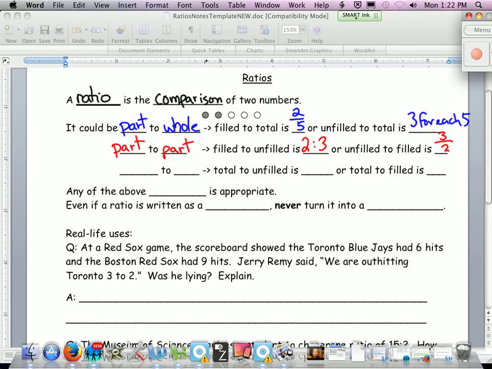And then we also could be comparing the whole amount of the collection compared to a part of the collection. So the total compared to the unfilled, we might say it's a 5 to 3 ratio. Or the total amount of circles compared to the filled circles, you might use as the 5 to 2 ratio. So oftentimes you see it with the colon, but words are sometimes used for ratios, and the fraction format. So any of the above notation is appropriate.